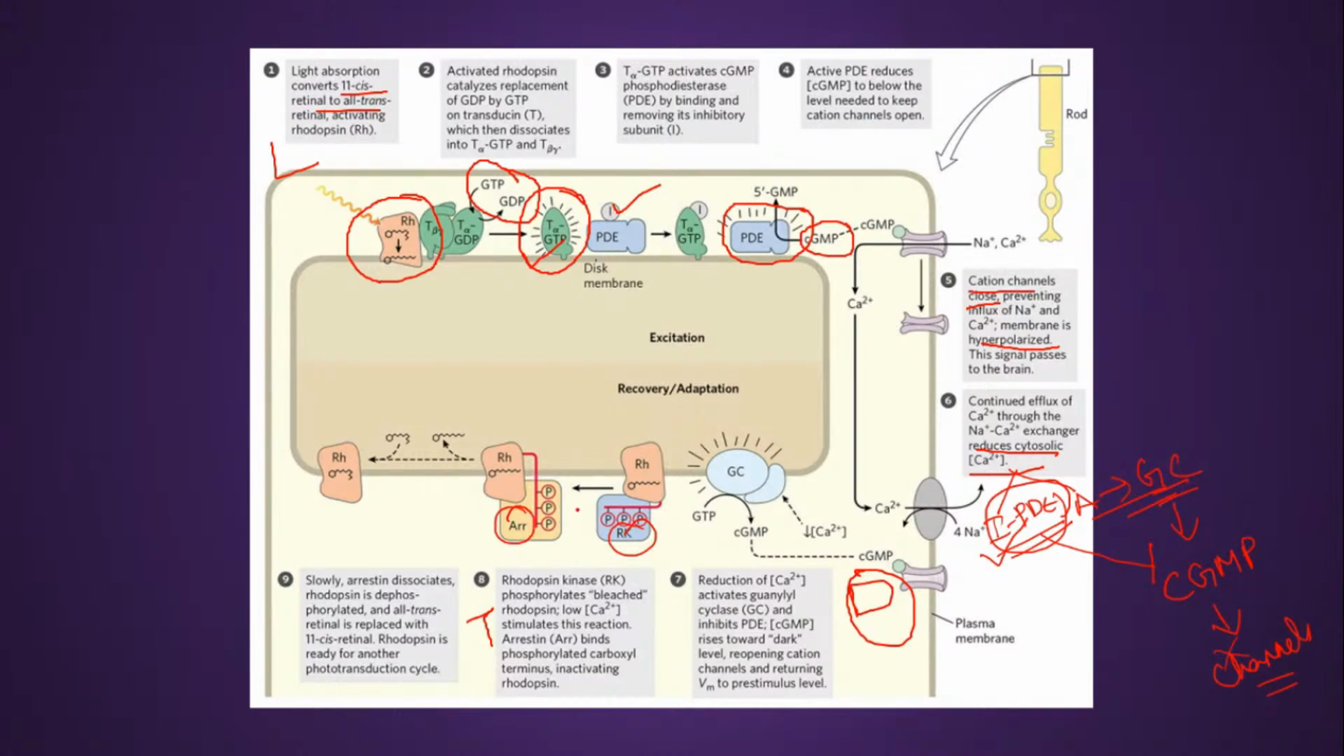So after that, what happens? Slowly after some time, the arrestin will be dissociated and whatever phosphate is present on the rhodopsin molecule will be removed, or you can say dephosphorylated. During that time, all the trans retinal will be removed and all the cis retinal will come inside. So your rhodopsin molecule is ready to take up another round of the signal transduction pathway. This is what your GT pathway is.